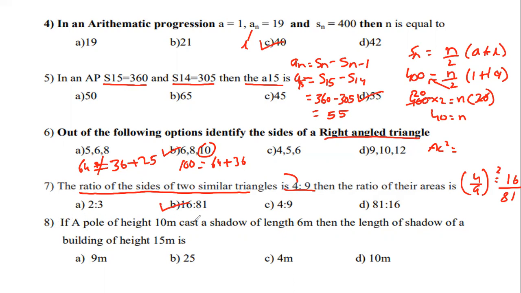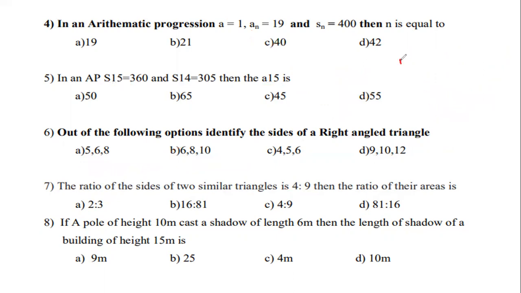If a pole of height 10 meter casts a shadow of length 6 meter, then the length of the shadow is dash. Okay. So here I will write, this is pole. Pole height is 10 meter, casts a shadow 6 meter. This is 6 meter. Next, building. I will consider this is a building. So building height is 15 meter. Then the length of the shadow is question mark.